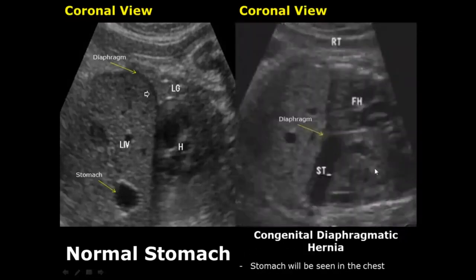In this image, we can see the stomach in the thoracic cavity. The heart is displaced towards the right side because of herniation of the stomach. The stomach is no longer seen in the abdomen. Seeing the stomach in the thorax is a strong sign of congenital diaphragmatic herniation.